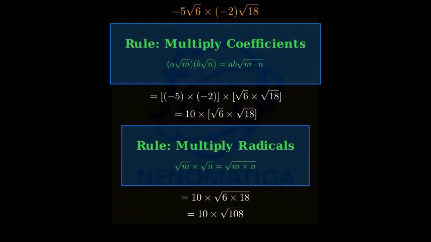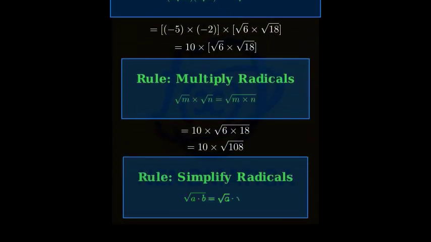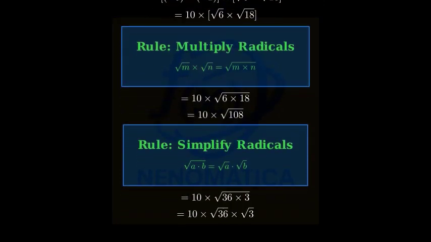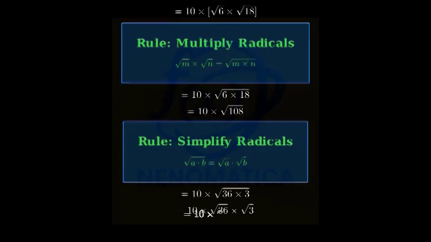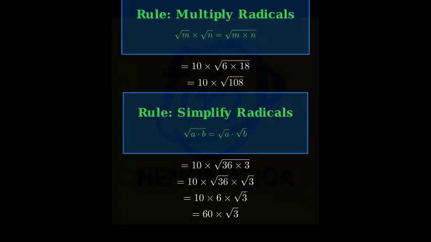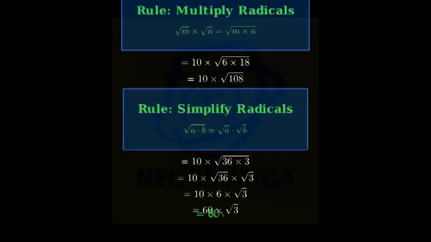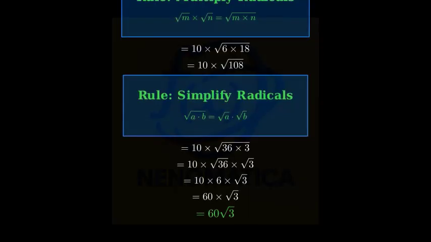Square root of 6 times square root of 18 equals square root of 6 times 18, which is square root of 108. Now we need to simplify the square root of 108. To do this, we'll find the largest perfect square factor of 108. We can factor 108 as 36 times 3, where 36 is a perfect square. We know that square root of 36 equals 6. So our expression becomes 10 times 6 times square root of 3, which is 60 times square root of 3. Our final answer is 60 times square root of 3, or 60 square root of 3.